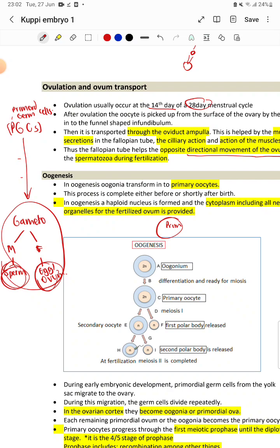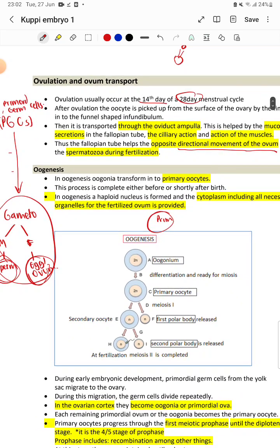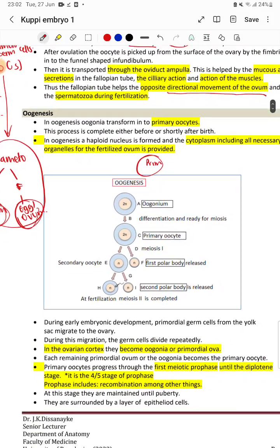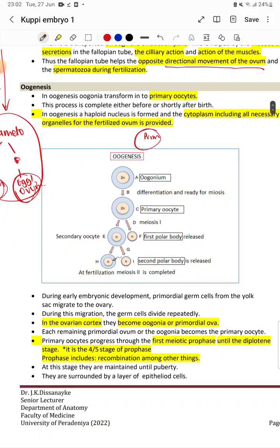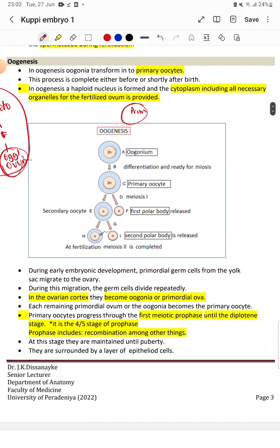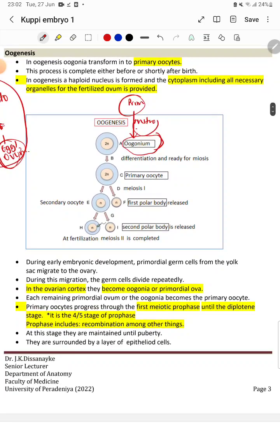And then from the wall of the yolk sac, they would have migrated to the respective gonad. So in this case, it would be the ovarian cortex. So anyways, during the migration process, these primordial germ cells will mitotically proliferate. Because they have nothing to do during the journey, they just mitotically proliferate. And this gives rise to oogonia, also known as the primordial ova.